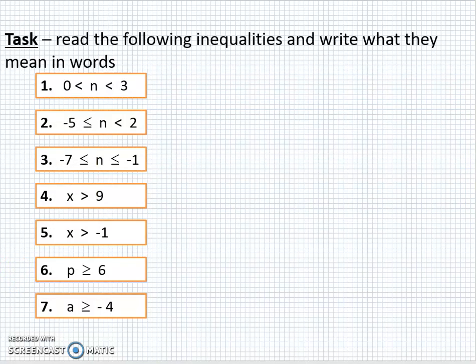Here is your first task. I would like you to read the following inequalities and write down what you think they mean in words. So do copy the question and then write what you think. I'd like you to spend about 2 minutes on this. So press pause and have a go, please.